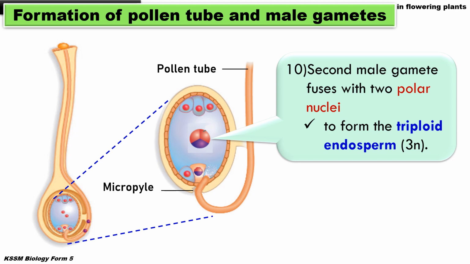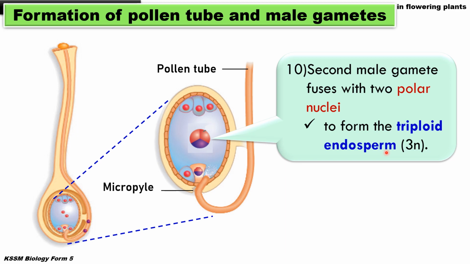Seterusnya, the second male gamete tadi tu, ingat dia ada 2 kan? So, the second male gamete will fuse with the polar nuclei in the middle. So, polar nuclei ni, warna merah ni dah ada 2. So, campur dengan 1 from the male gamete. So, dia jadi berapa? 3. So, that's why it become triploid endosperm.